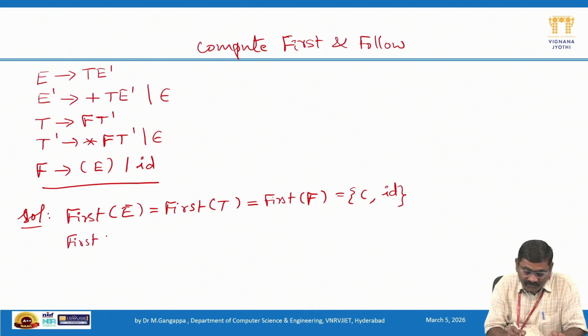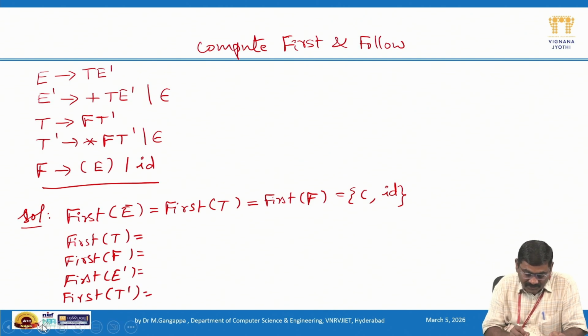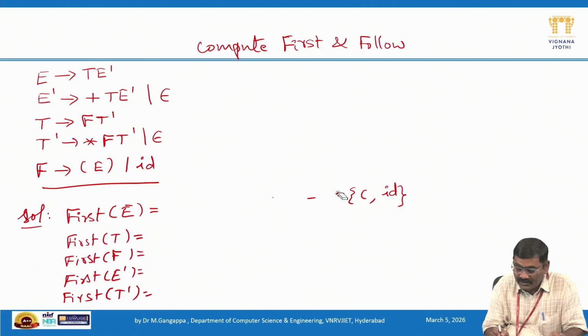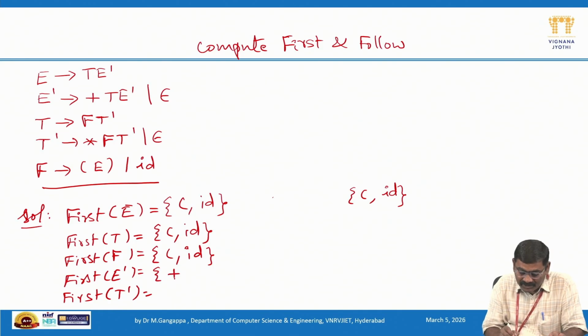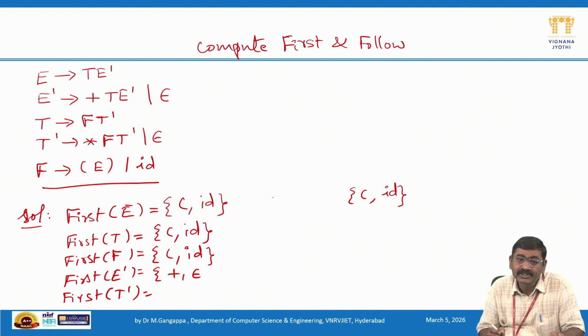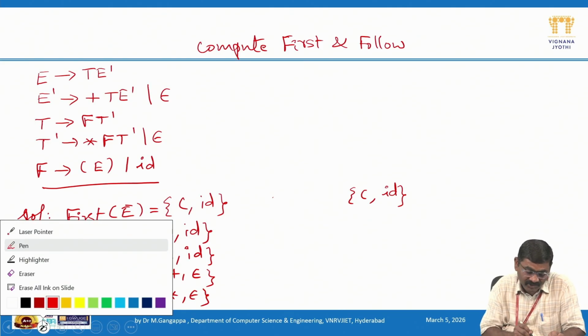Similarly, first of E dash, first of T dash, here I am writing clearly. I'm going to erase this. Open parenthesis ID for this, and for this plus, comma, epsilon, from the production E dash gives plus T E dash or epsilon. So the first terminal in the first alternative is plus, and the first terminal in the second alternative for the E dash production is epsilon. Similarly, T dash production. What are the terminal symbols for the T dash production? The first terminal is star, similarly epsilon. This is how we can compute the first function for the grammar.